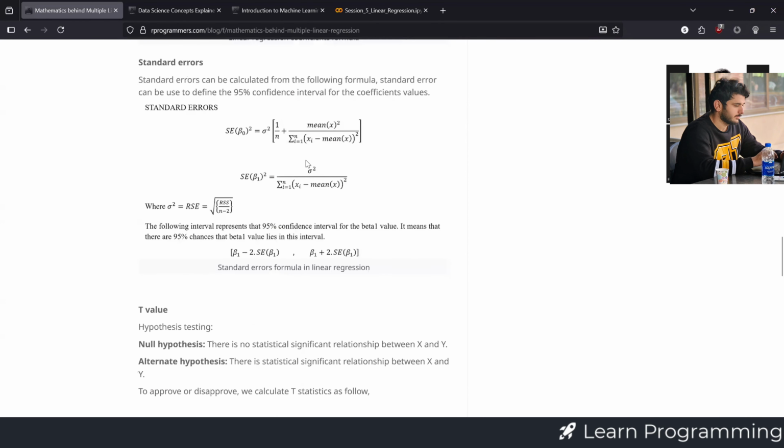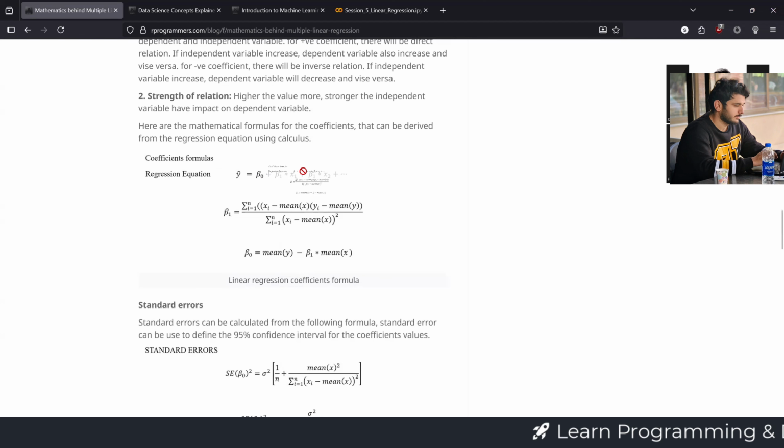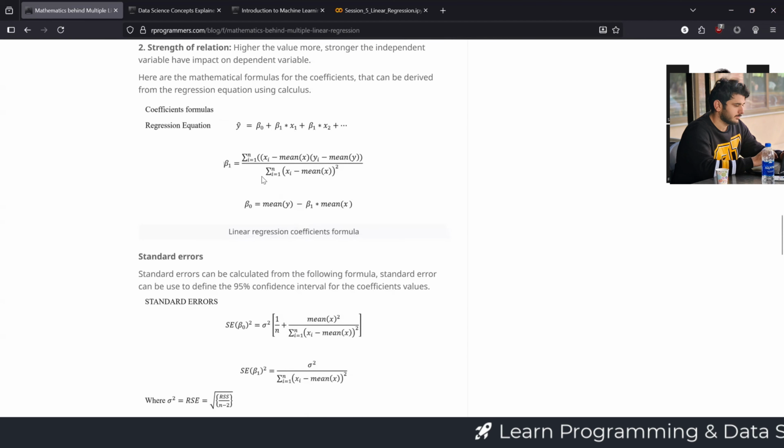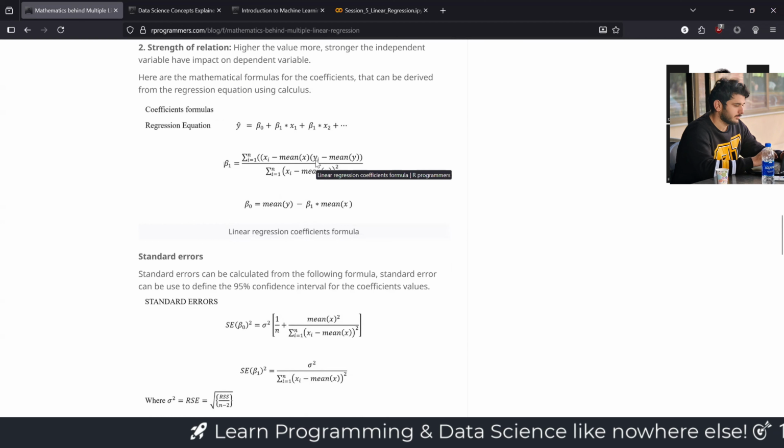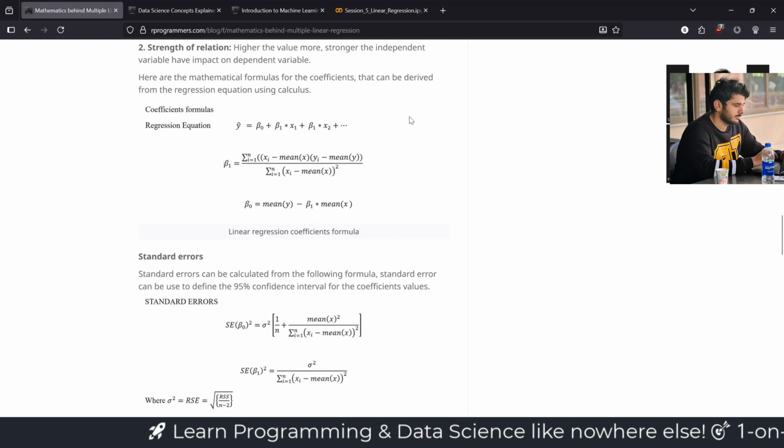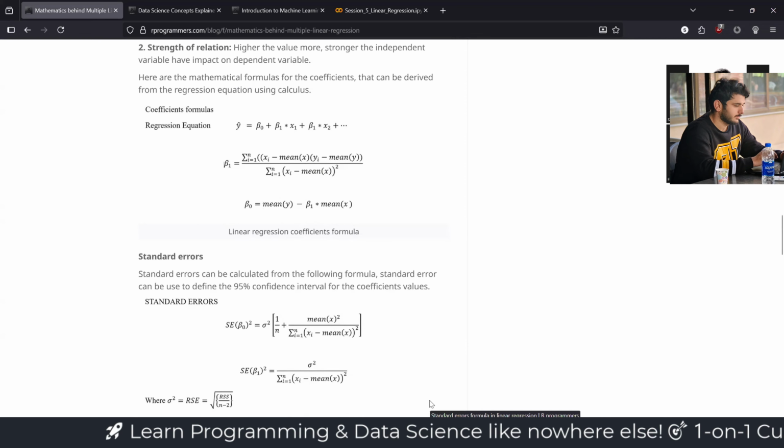Now, we have this mathematical equation, right? By using these two formulas, we formulate beta naught and beta 1. Now, in these formulas, x basically are independent variables, like each point in the data. Mean of x is basically the overall average of that column. y is our dependent variable, and mean of y is basically the average of that column.